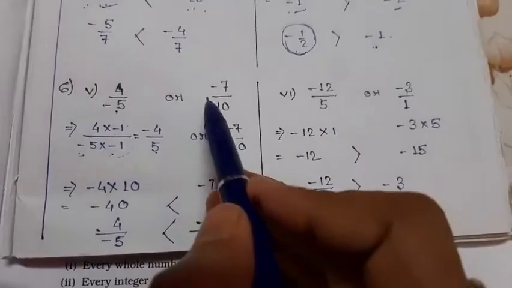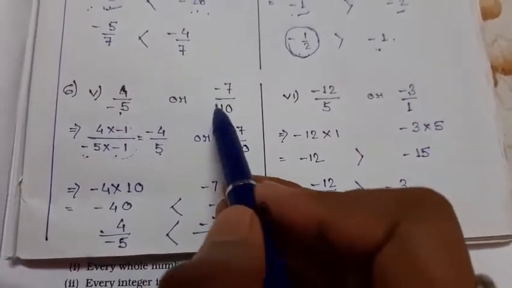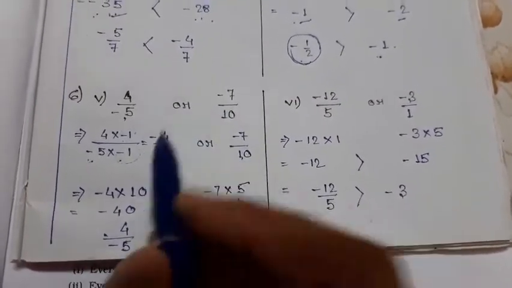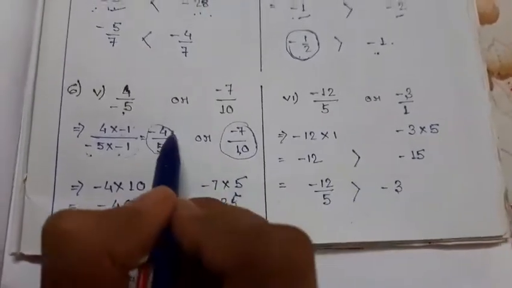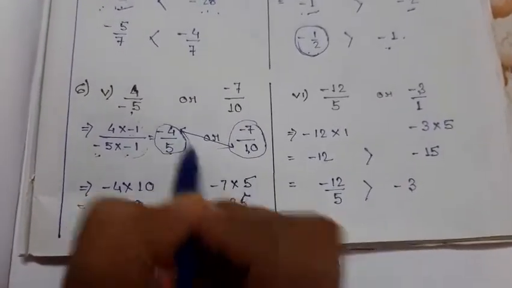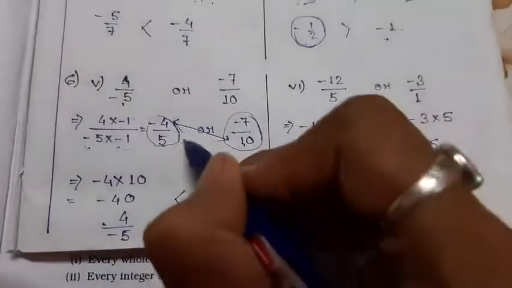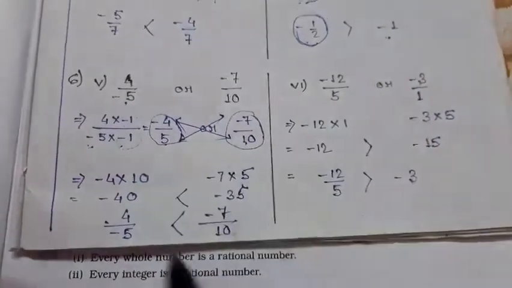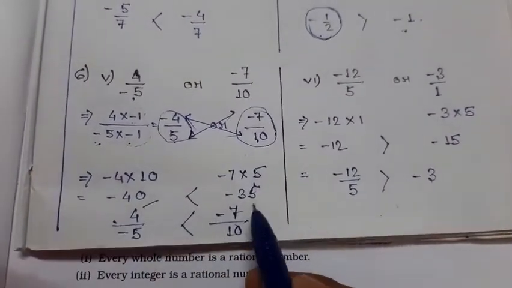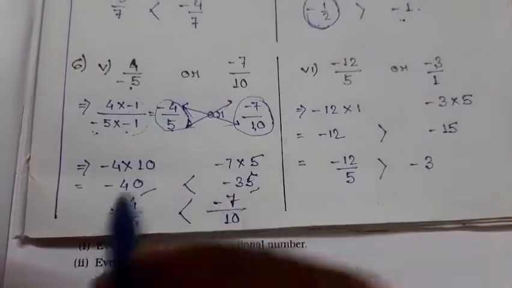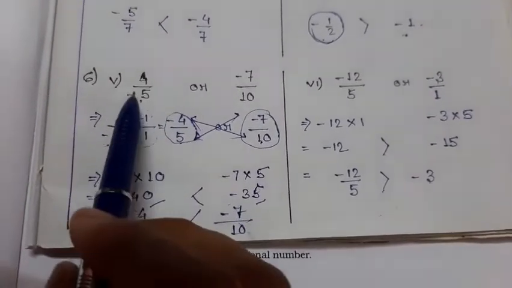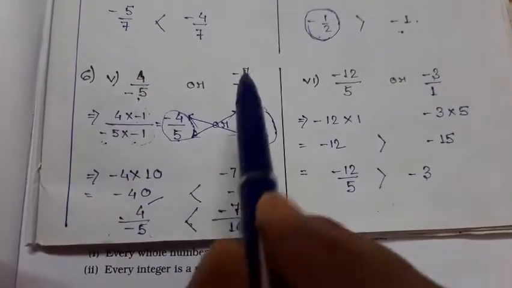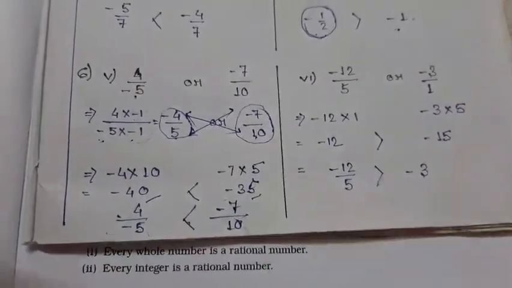And then in this case, the denominator is positive, so it will remain the same. Now the fractions are minus 4 by 5 and minus 7 by 10. Now the process is the same. Multiply minus 4 and 10 and multiply 5 into minus 7. You can see minus 40, minus 35. Minus 40 is less than minus 35. So we get minus 4 by 5 is less than minus 7 by 10.